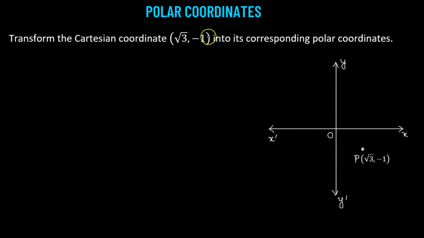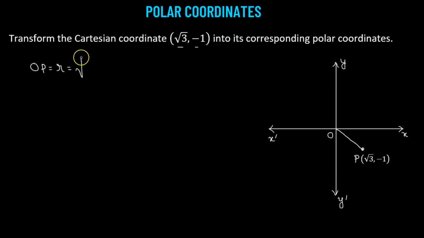So we know that this particular point is going to lie in the fourth quadrant because the x coordinate is a positive value, and the y coordinate is negative 1. Our goal will be to convert this particular point to its polar coordinate. For that, first we will be joining the point O and P. So joining point O and P is going to give us the radius R.